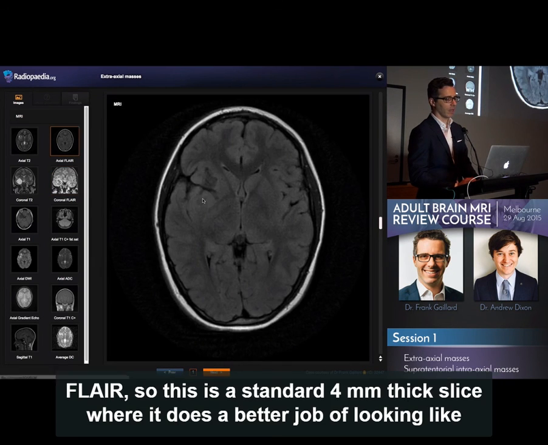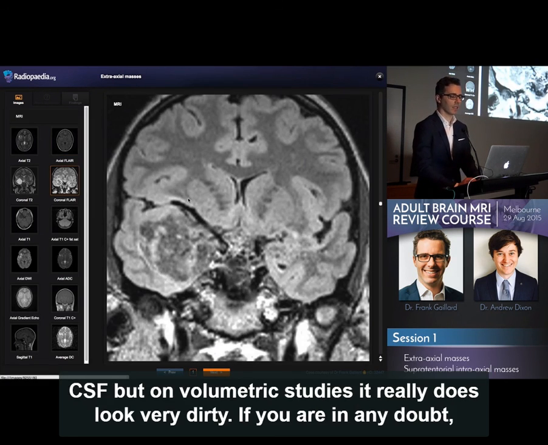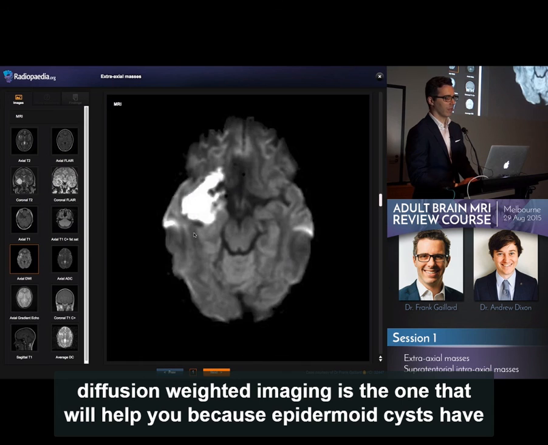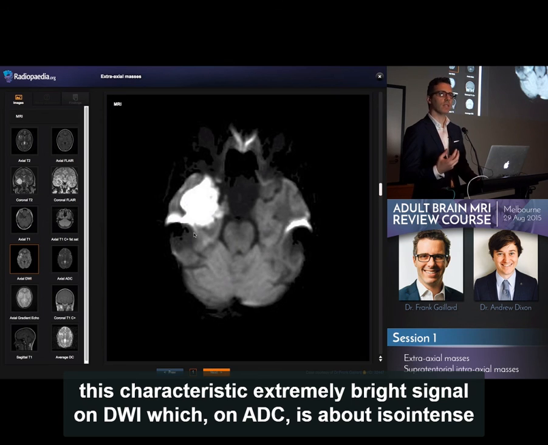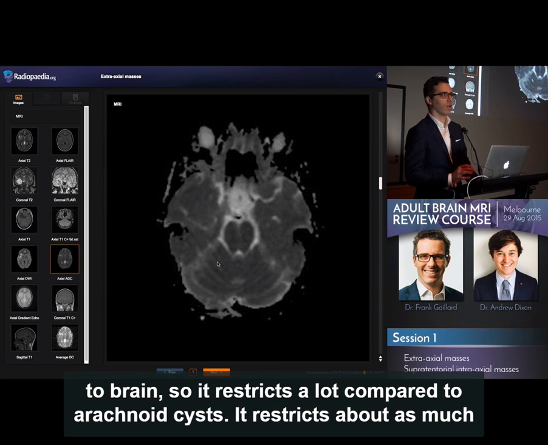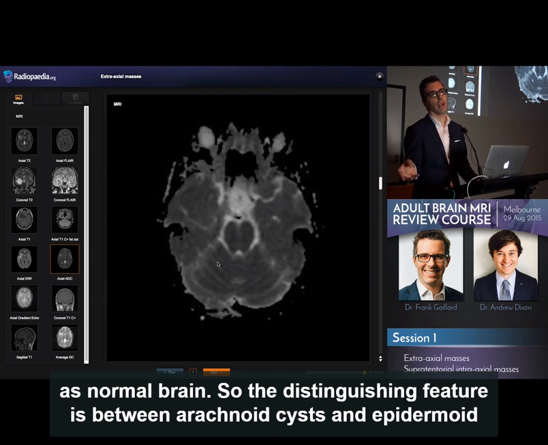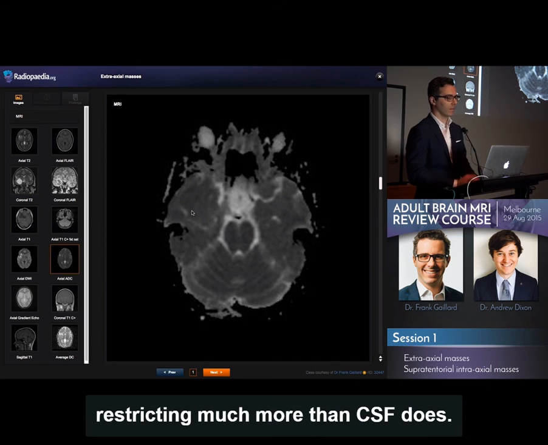It depends how you perform your FLAIR. This is a standard 4mm thick slice, where it does a better job of looking like CSF, but on volumetric studies it really does look very dirty. If you're in any doubt, diffusion weighted imaging is the one that will help you, because epidermoid cysts have this characteristic extremely bright signal on DWI, which on ADC is about isointense to brain. So it restricts about as much as normal brain. The distinguishing feature is between arachnoid cysts and epidermoid cysts. So don't get disheartened by the fact that on ADC it doesn't look black. It's still restricting much more than CSF does.